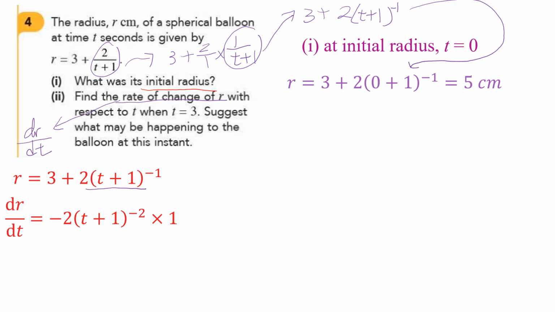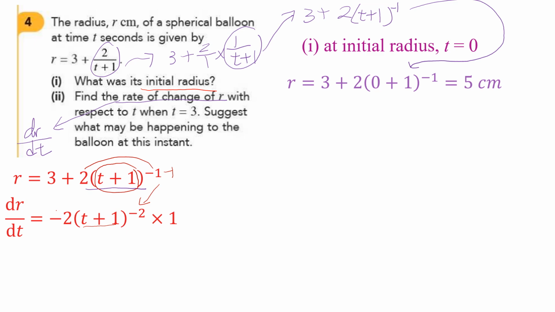You bring your negative 1 to the front, it becomes negative 2, leave t plus 1 alone, negative 1 minus 1 to get negative 2. Where does this 1 come from? You need to differentiate the term inside the bracket. So you differentiate t, you get 1, and of course, differentiate 1, you get 0. So that's why it times 1. So that is our rate of change of radius with respect to t.